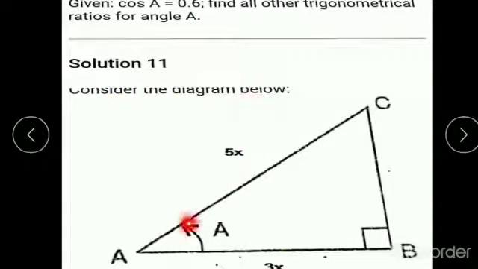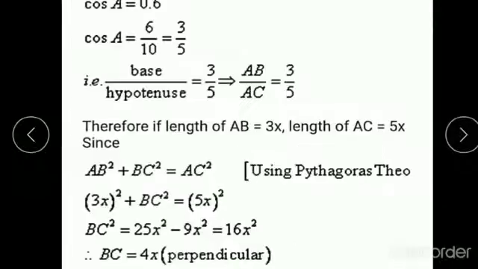So you can take a triangle ABC, and the acute angle you have to take as A, and what is given? Cos A is equal to 0.6. So 0.6 can be written as 6 divided by 10. After the decimal point, how many digits do you have? 1, right? So you write 1 followed by one 0.